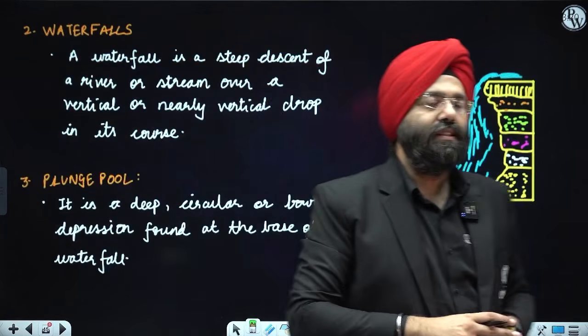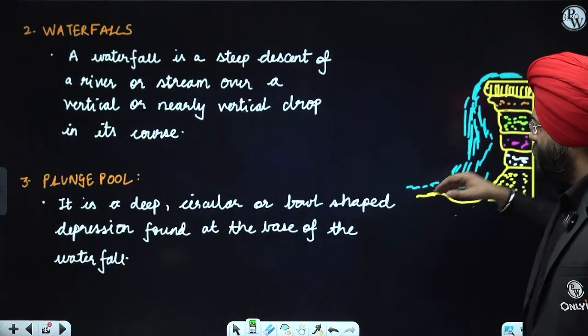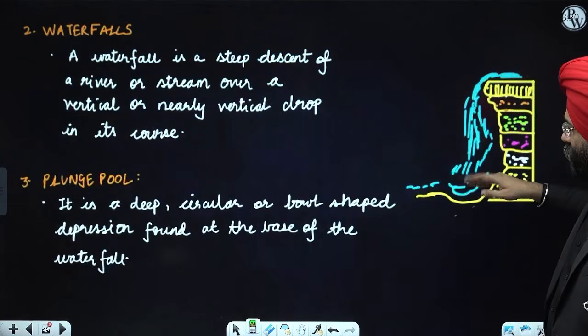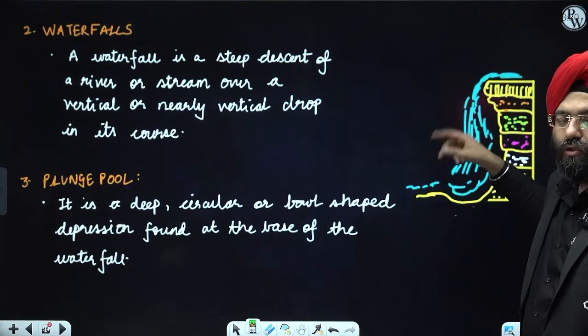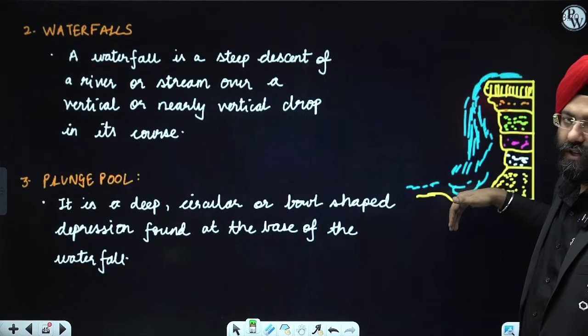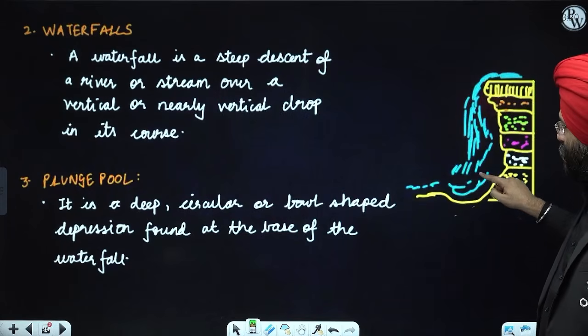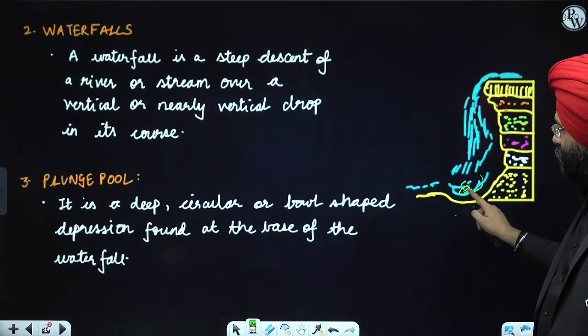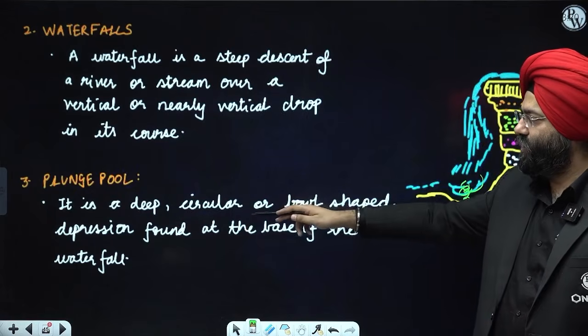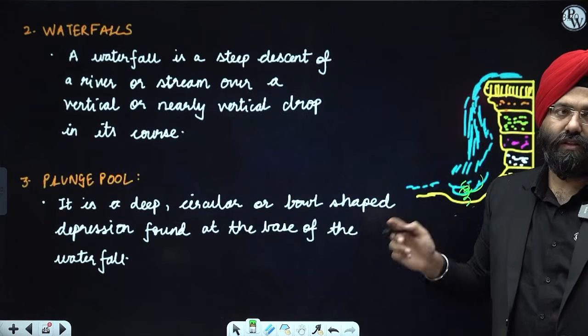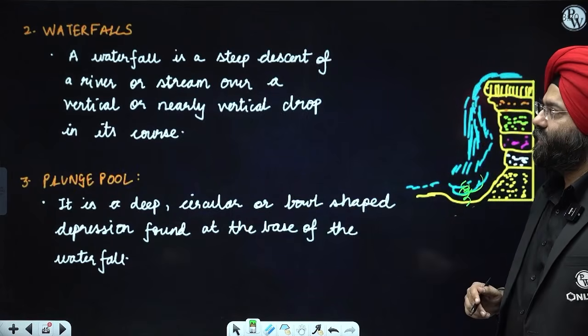With this aspect, please understand, at the base of the waterfall, there is a pool that is created, also by the river because of the force with which it is falling. This is known as a plunge pool. Over here again, movement of particles takes place. So it is a deep, circular, broad bowl-shaped depression that is formed at the base of the waterfall. This is also an erosional feature that is present.